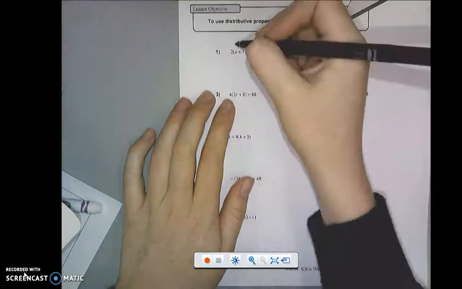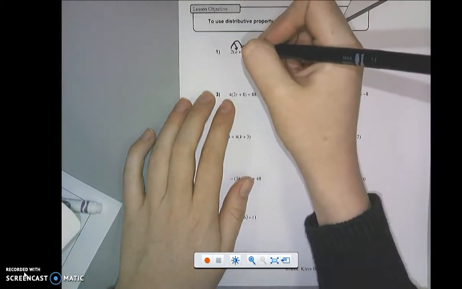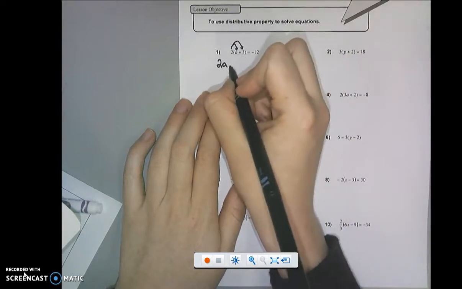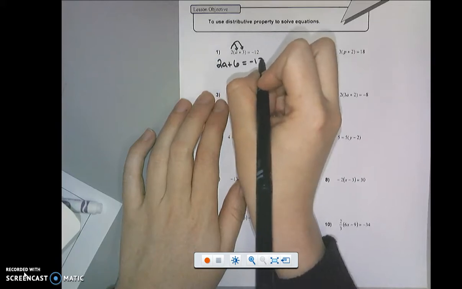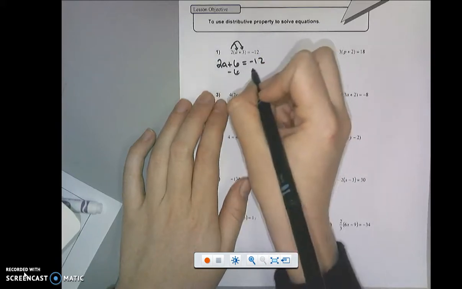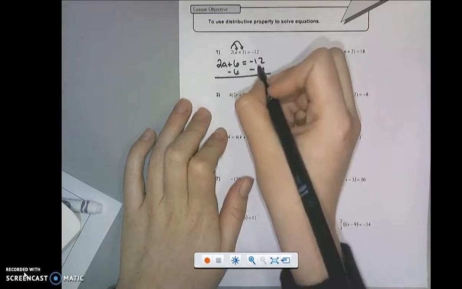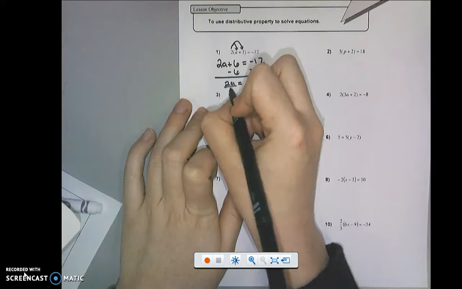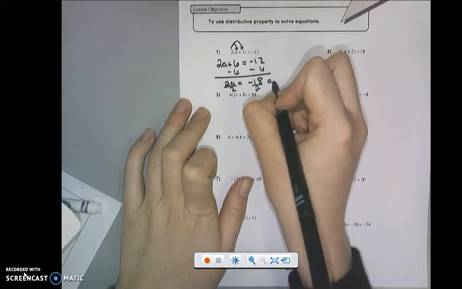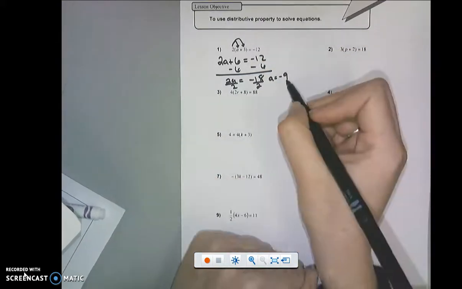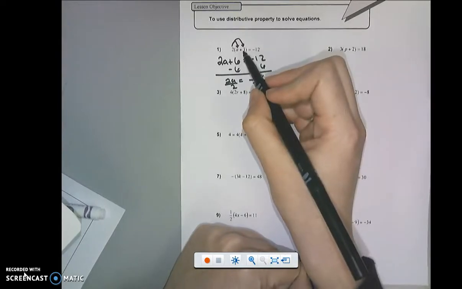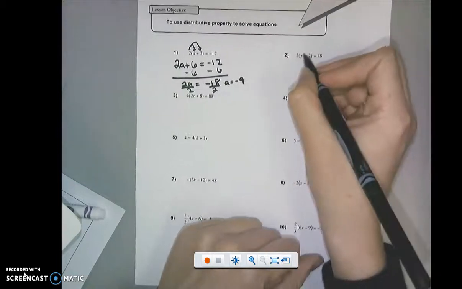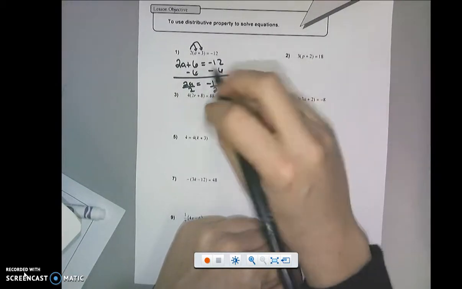So first we can actually do the distributive property. So we'd have two a's, and I need two groups of 3, which is 6, equals negative 12. And now we got to solve this. Remember, negative 12 minus 6 is negative 18. It's 2a, need to divide, a equals negative 9. And we can check this. Negative 9 plus 3 is negative 6. Negative 6 times 2 is negative 12. All right, so that's using the distributive property.